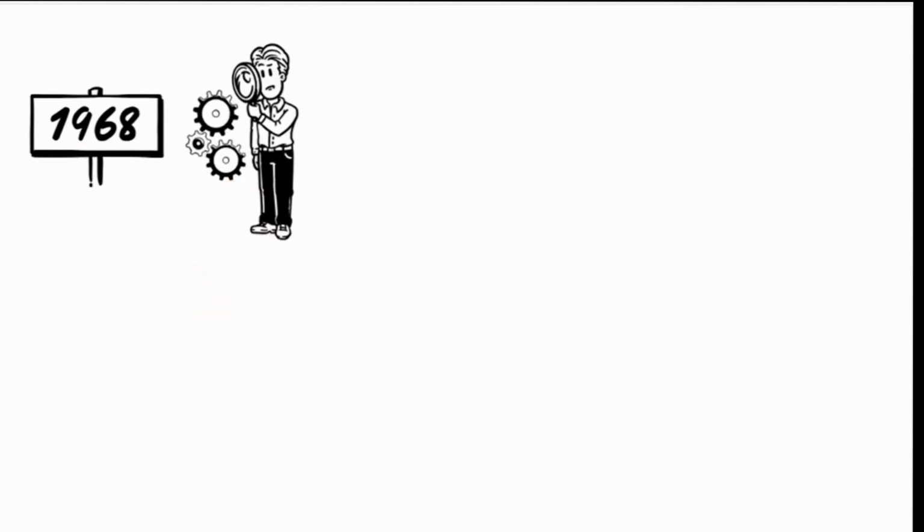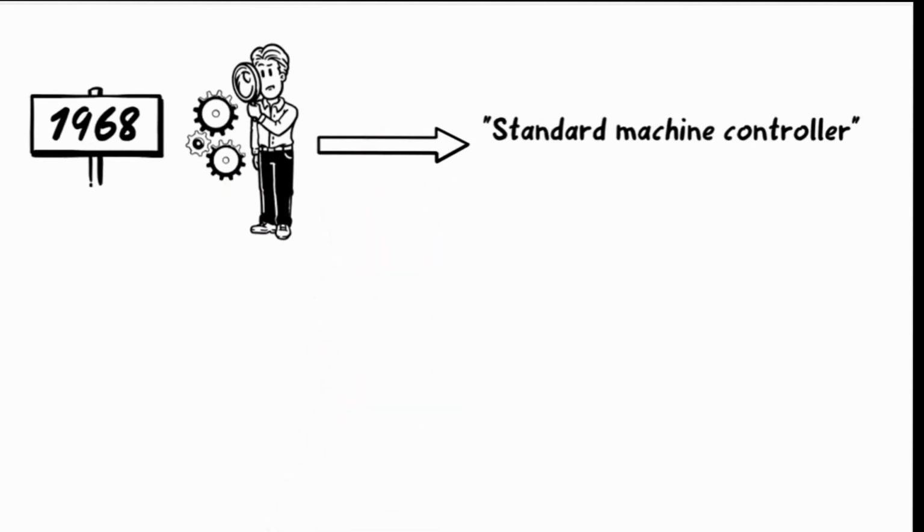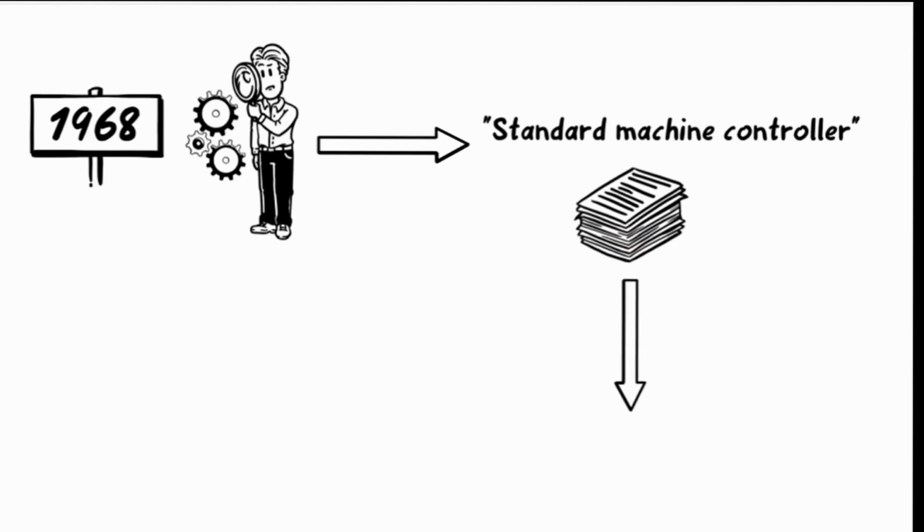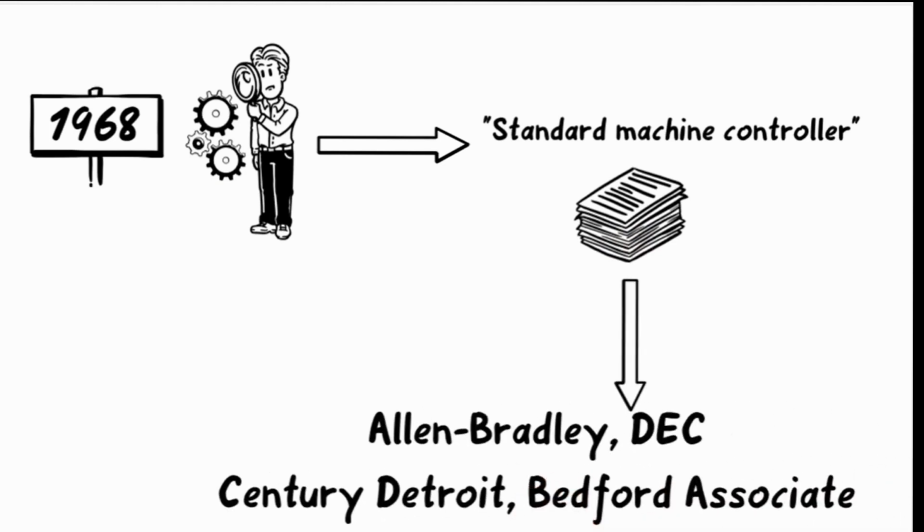In 1968, Bill Stone of General Motors published a paper describing the difficulties he faced at the factory. General Motors engineers then drafted design criteria for the standard machine controller, which were supplied to four companies: Allen Bradley, Digital Equipment Corporation, Century Detroit, and Bedford Associates.